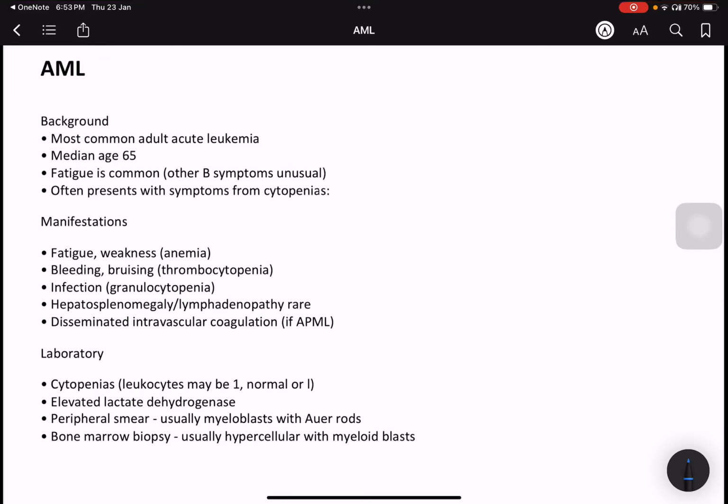AML is one of the most important topics from all points of view, whether it be USMLE or NEET PG. So, in order to understand the disease, first we need to understand the background of the disease. Firstly, AML is the most common adult acute leukemia, and the median age of presentation is 65 years.